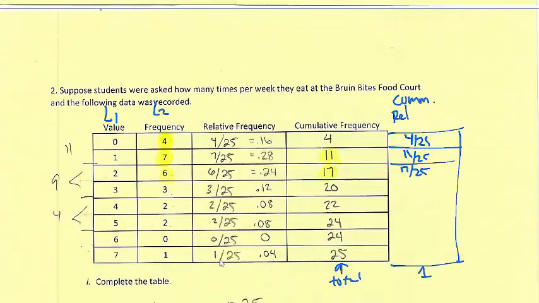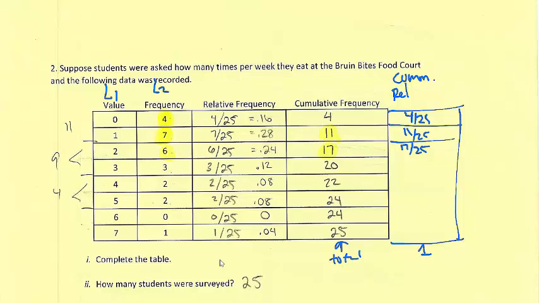Now suppose students were asked how many times per week they eat in the food court. What we're saying is that 4 students said they eat 0 times. They bring their food, they go sit in the hall, or they go out to eat. 7 students say they do it once a week, etc. This is listed like this because I don't want to have to list all the separate numbers.